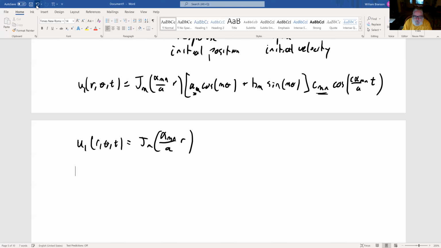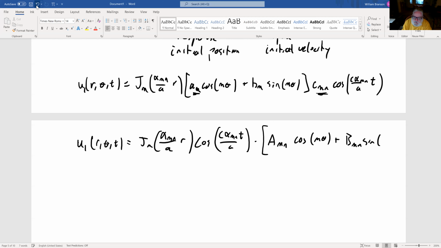If I distribute the C_mn in, we'll have a cosine of C alpha sub mn T over A times A_mn, which is our A_m times my C_mn, cosine m theta plus B_mn sine m theta. And the goal is to figure out what these two things are.